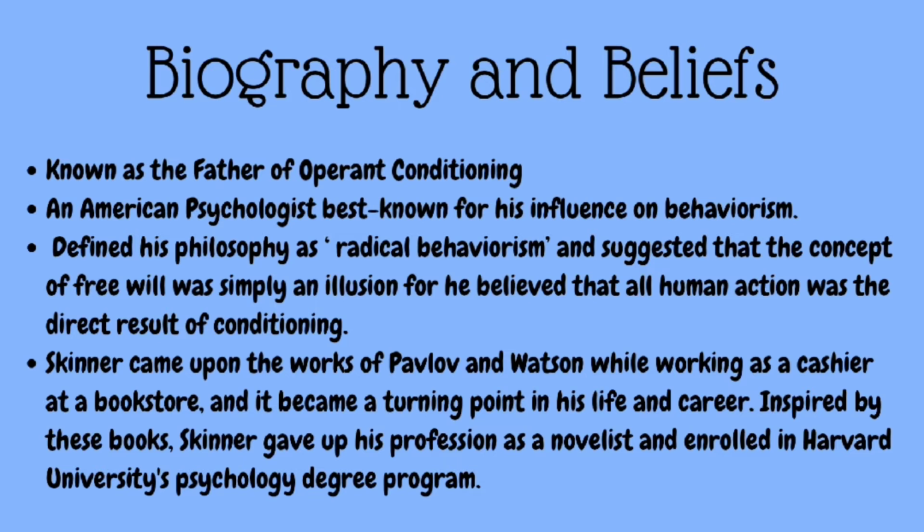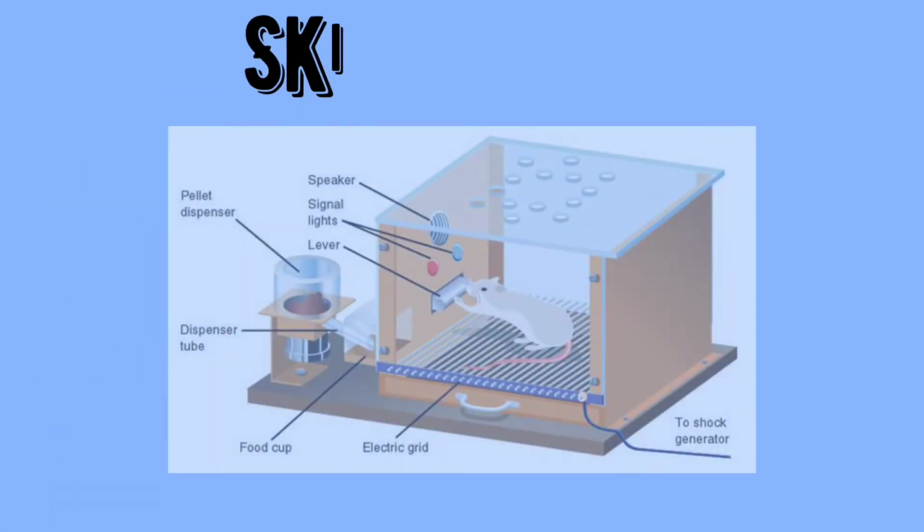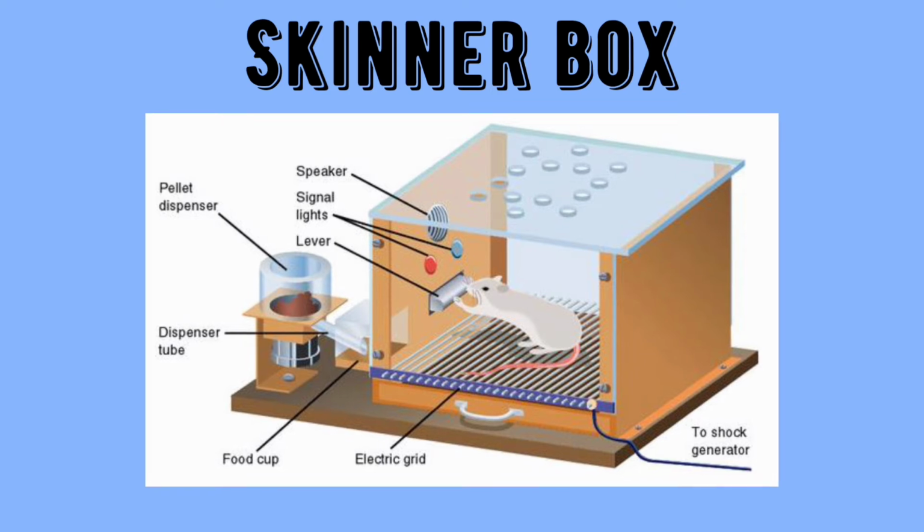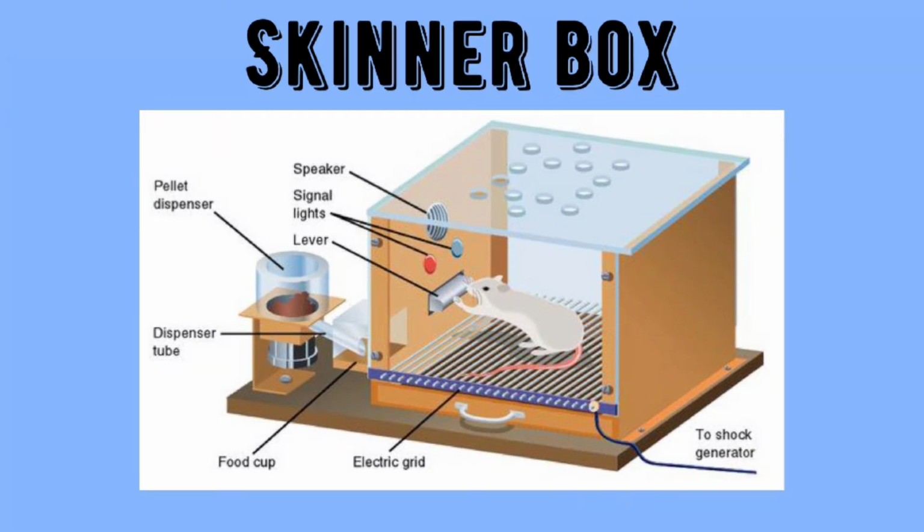Skinner came upon the works of Pavlov and Watson while working as a cashier at a bookstore, and it became a turning point in his life and career. Inspired by these books, Skinner gave up his profession as a novelist and enrolled in Harvard University's psychology degree program. He developed what he referred to as an operant conditioning apparatus, which later became known as a Skinner box. The Skinner box device was a chamber that contained a bar or key that an animal could press in order to receive food, water, or some other form of reinforcement.